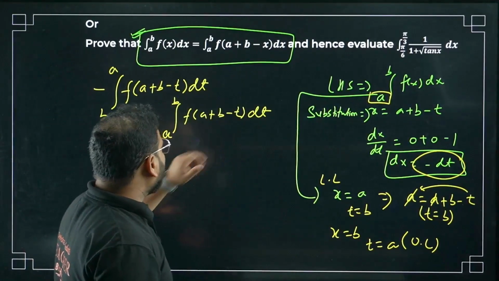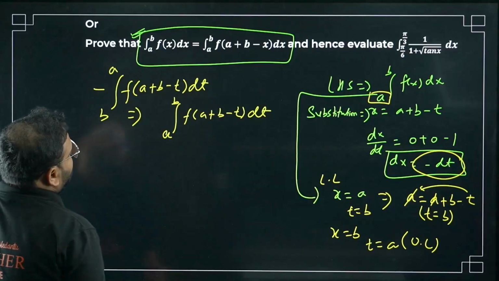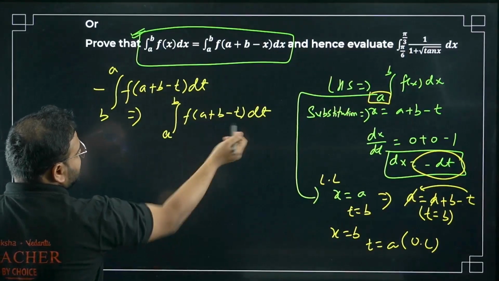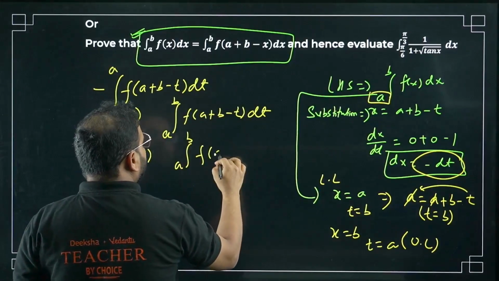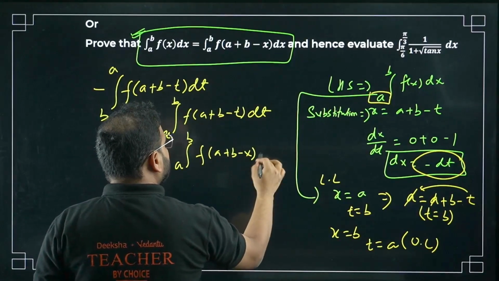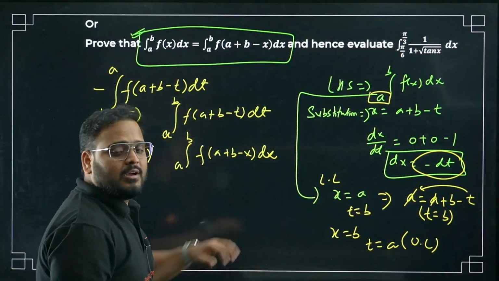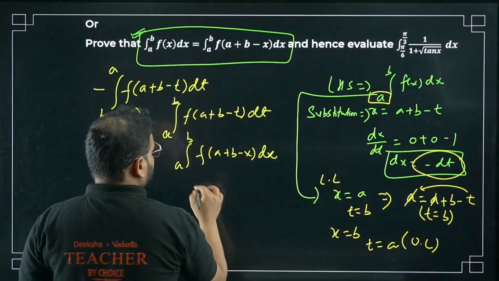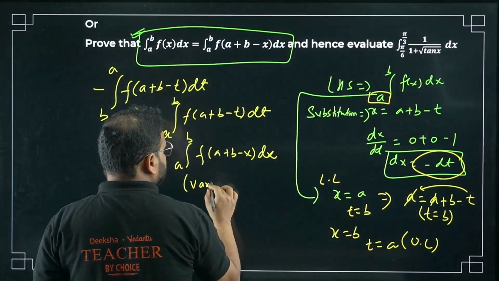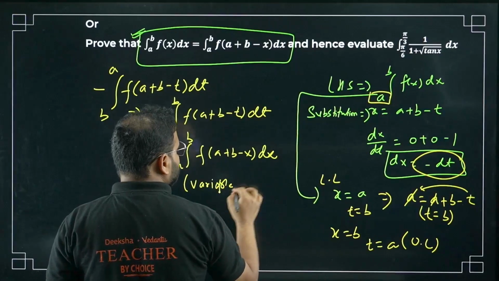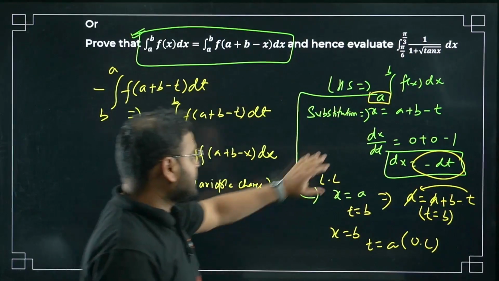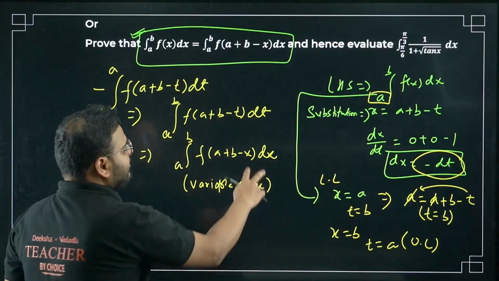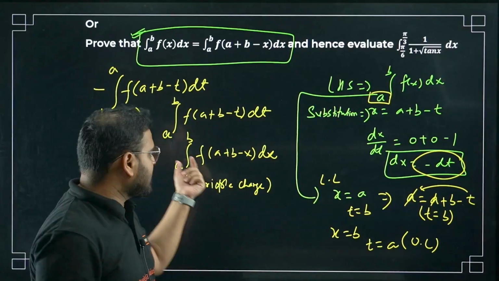Now once we have this, I can simply change the variable. It becomes the integral from a to b of f of a plus b minus x dx. What I'm doing here is not substitution, this is a variable change. That is the difference. Wherever there is t, I'm making it x, and I can do that under the same limits.